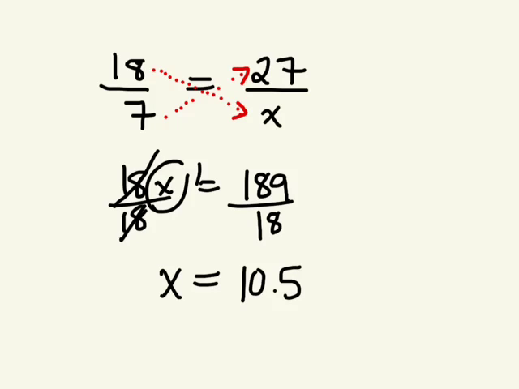10.5. Now, you brought up a good point. The question was talking about money, right? So how would you write this as a dollar amount? How much would the purchase price be? $10 and what? 50 cents. Good.